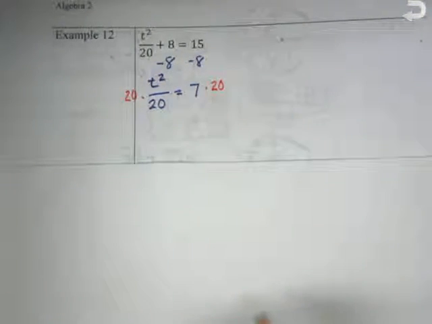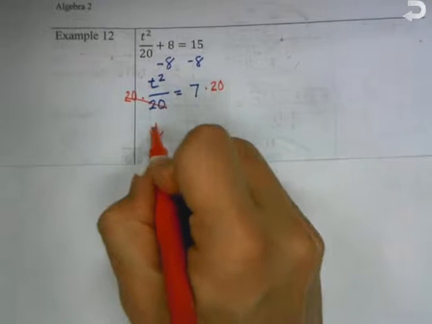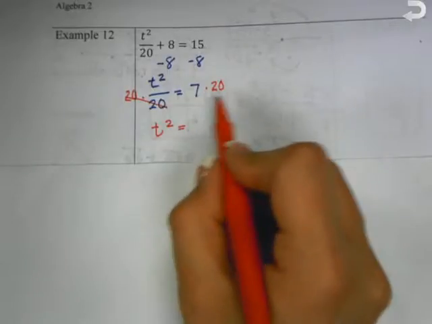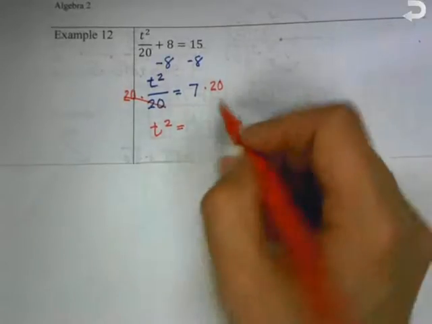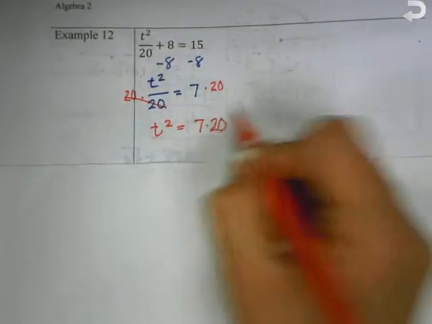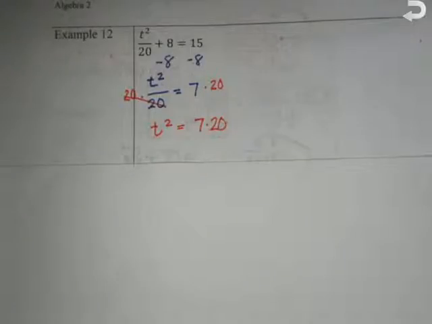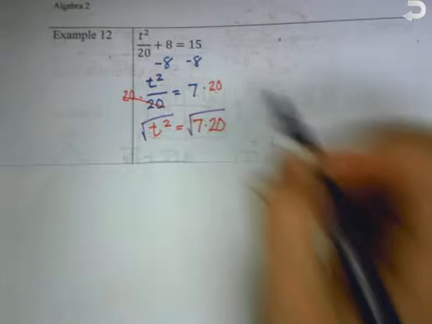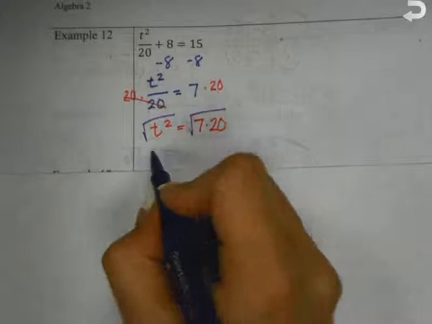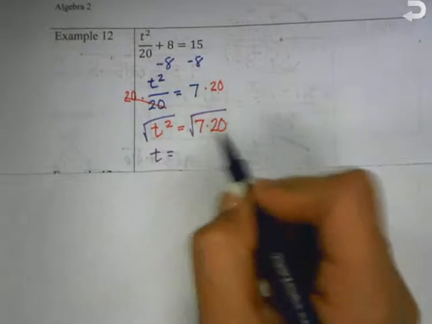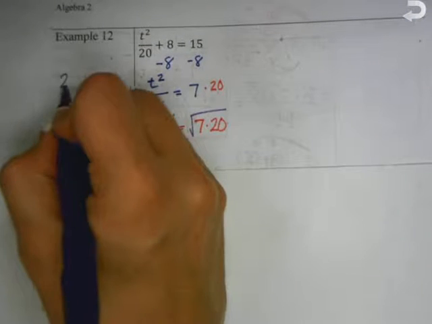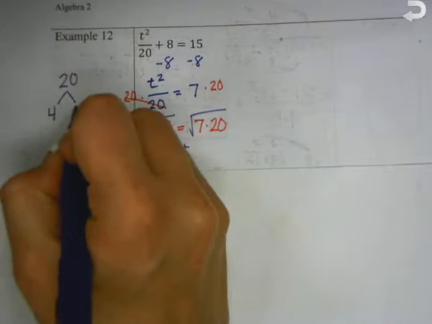Those are going to cancel, and we're going to get t squared equals. Now, I am not going to multiply all of this out yet, okay? So I'm just going to write it as 7 times 20 because it's going to make it easier for us to factor out. And then what do we want to do? Take the square root. So let's take the square root. Square root of t squared is? T. And let's write out the prime factorization of this. 7 is a prime number, so let's do 20. 4 and 5, and then 2 and 2.